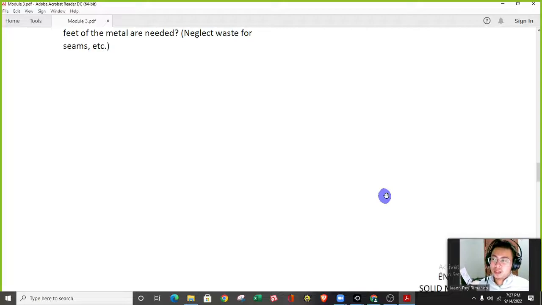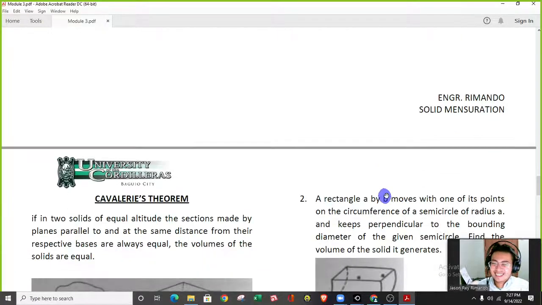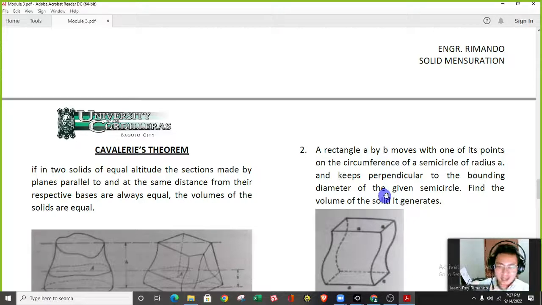Okay, nagugutom na ba kayo? Medyo. Ako, pare-parehas lang tayo.